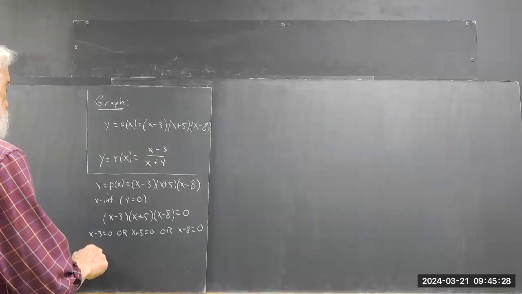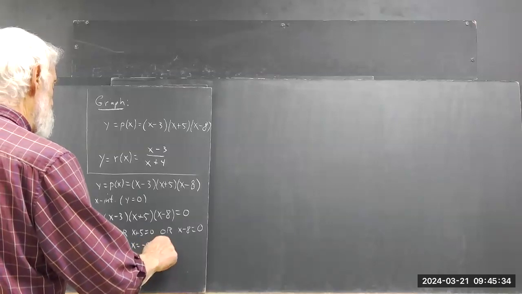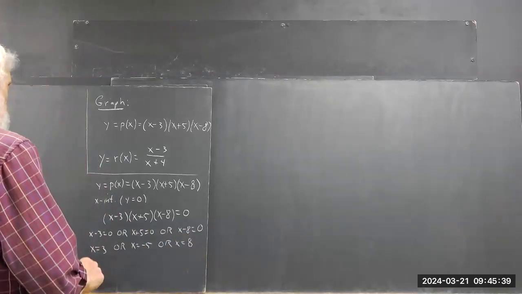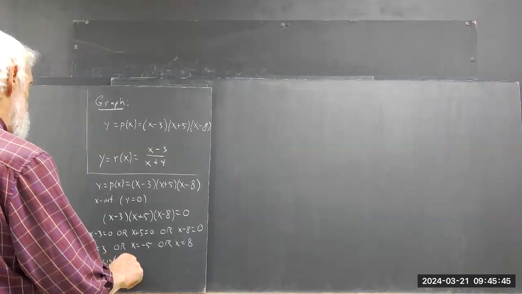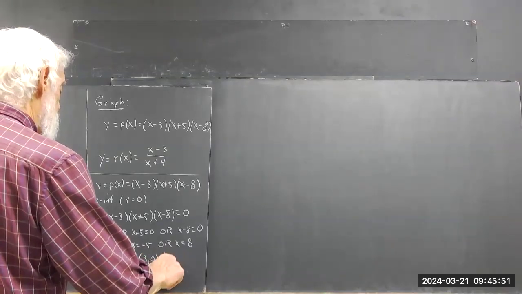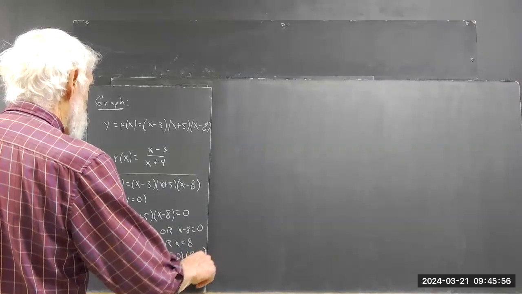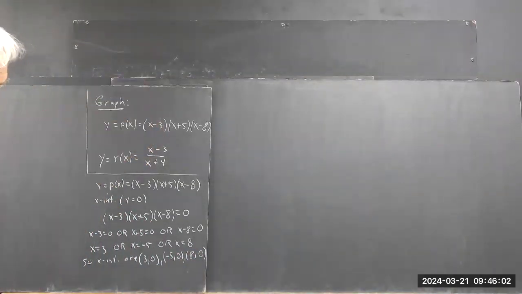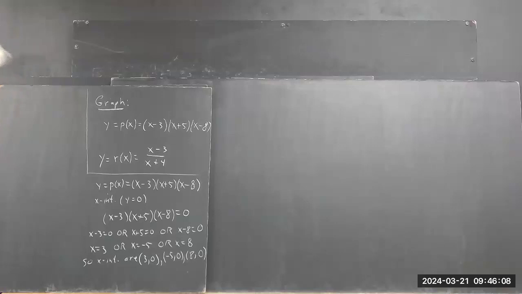Okay, so we get x equals 3, or x equals negative 5, or x equals 8. So the x-intercepts are (3, 0), (negative 5, 0), and (8, 0). Some of you copied this 3 down as a 5, and that's no problem. Then you have (5, 0) instead of (3, 0).